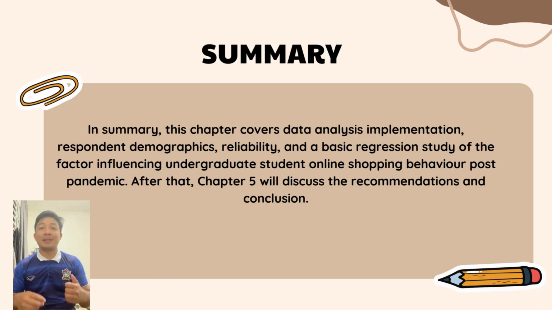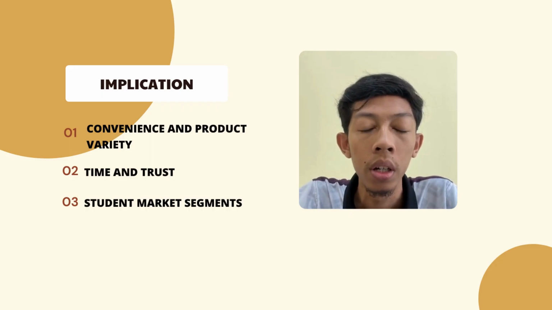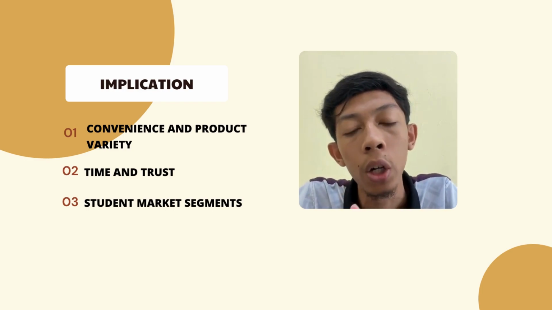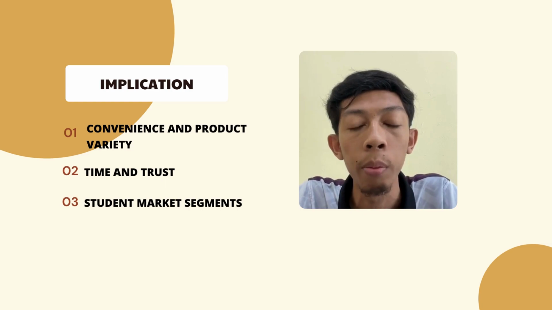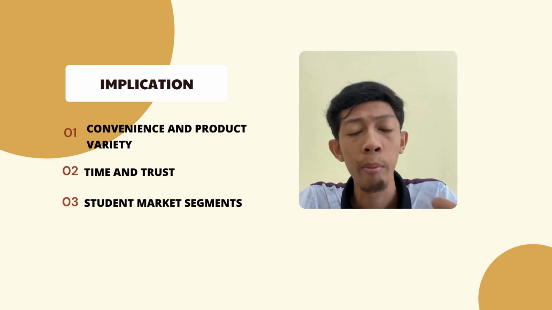In summary, this chapter covers data analysis implementation, respondent demographics, reliability, and a basic regression study of the factors influencing undergraduate student online shopping behavior post-pandemic. After that, chapter 5 will discuss the recommendation and the conclusion. So, there are three implications in the conclusion, which are convenience and product variety, time and trust, and student market segment. First, convenience and product variety.